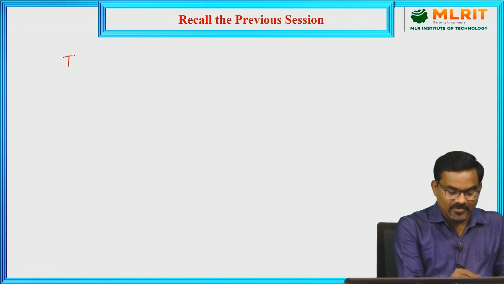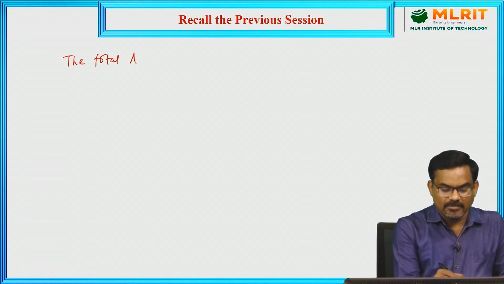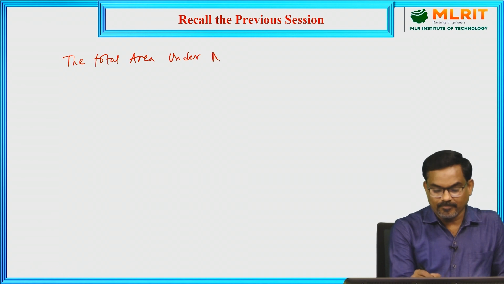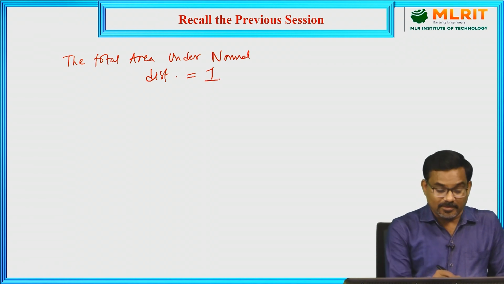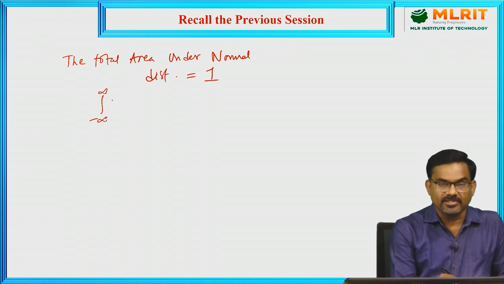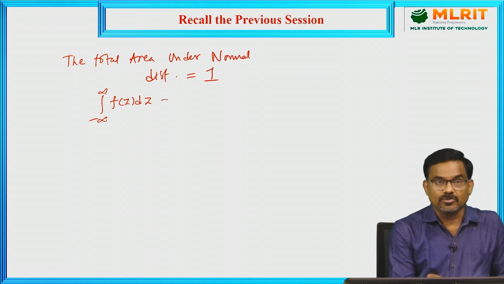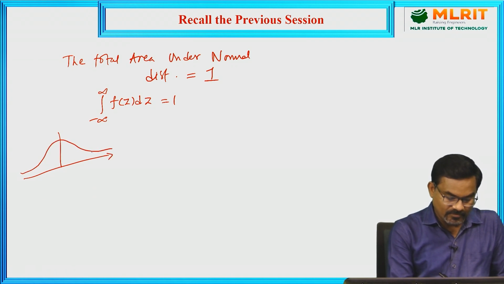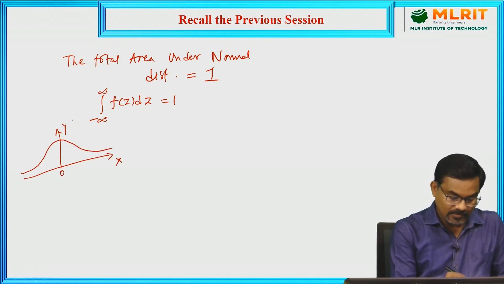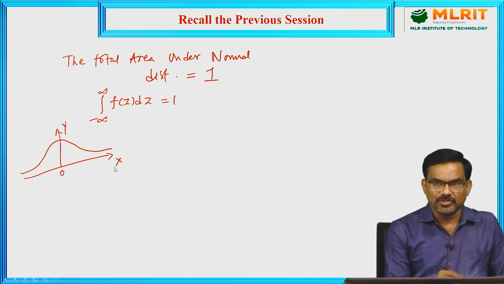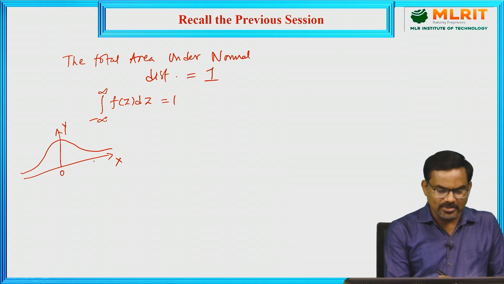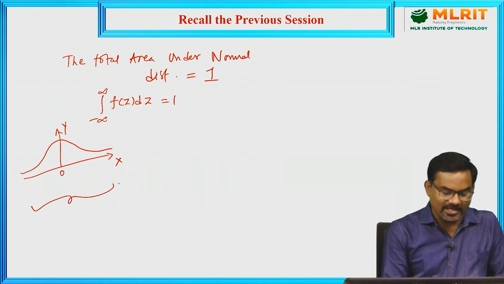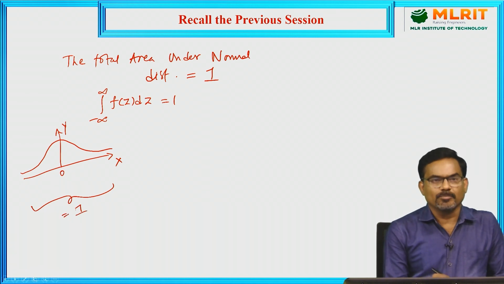Some important properties that we discussed in the last session are: the total area under the normal distribution is unity. That means the integral from minus infinity to plus infinity of f of z dz is equal to 1. The normal curve is symmetric about the y-axis, and it is a bell-shaped curve. It is unimodal, that means the mean, median and mode coincide, and the total area under the normal curve is equal to 1, which is the probability. The total probability is always unity.